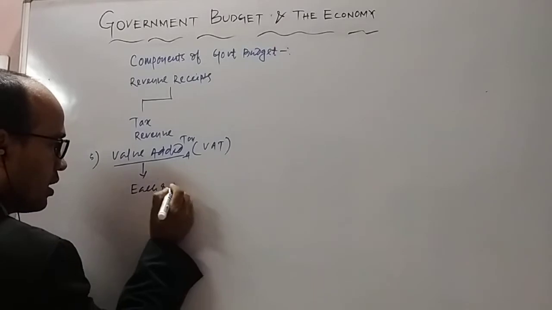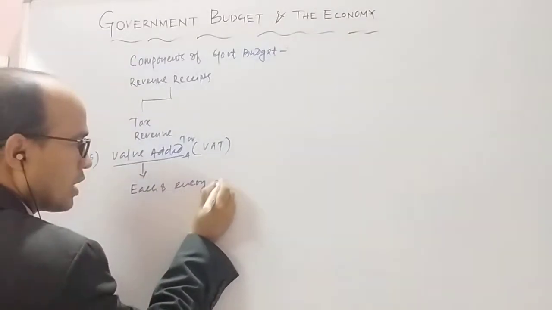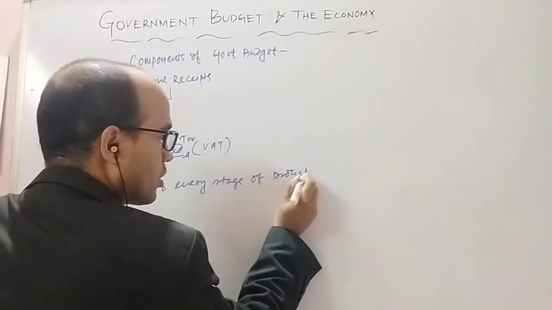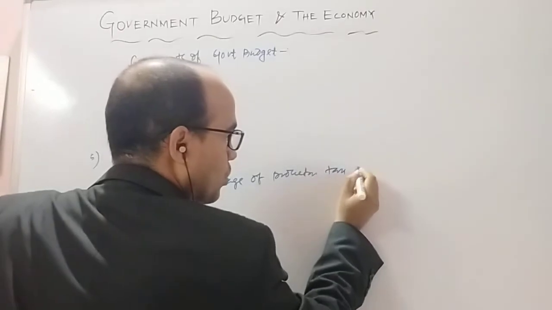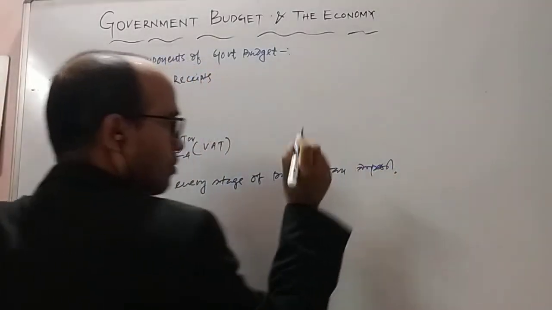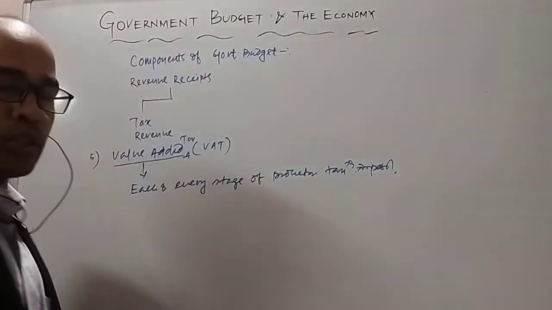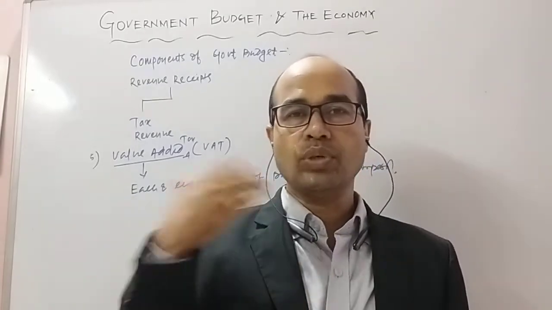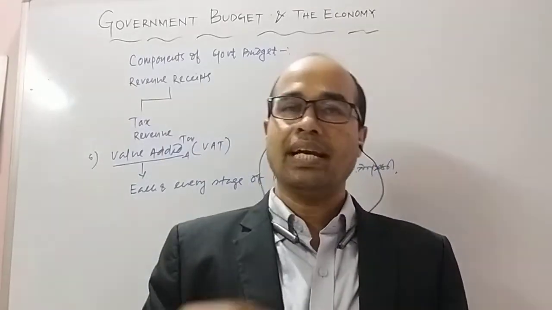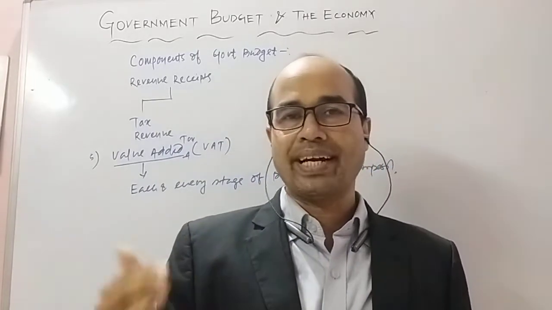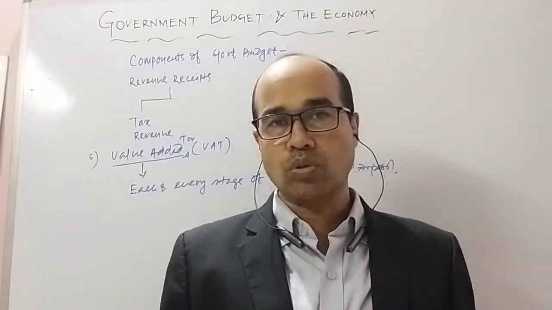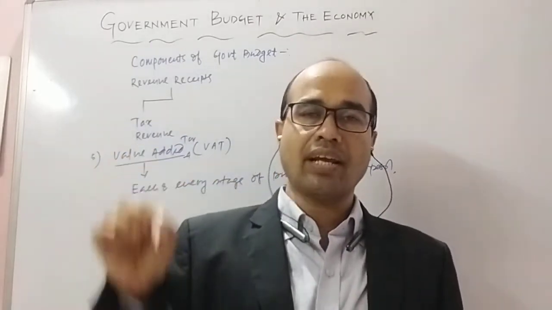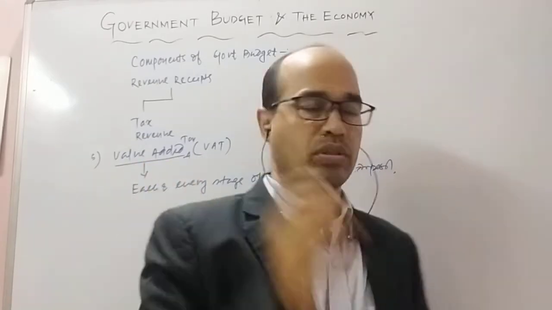Each and every stage of production, tax is imposed. For example, we want bread: wheat is produced, tax imposed; from wheat to flour, tax imposed. After that, flour to bread, tax is imposed. Bread is coming to the market, tax is imposed. And when you sell that one, the tax is imposed. That is the meaning of value added tax: at each and every stage of production, the tax is imposed.